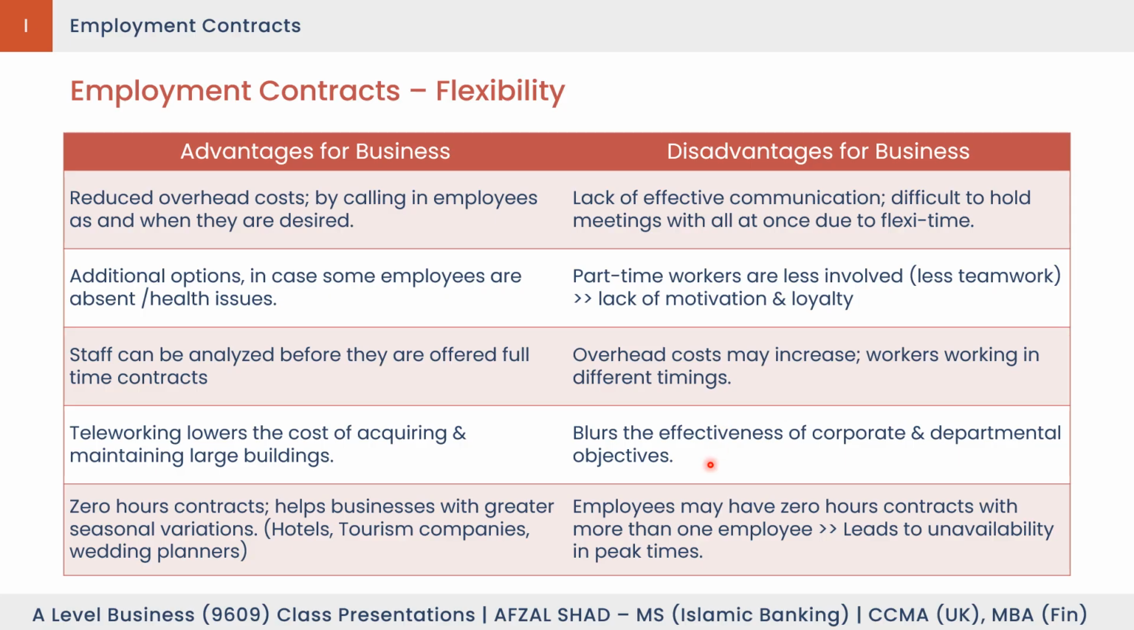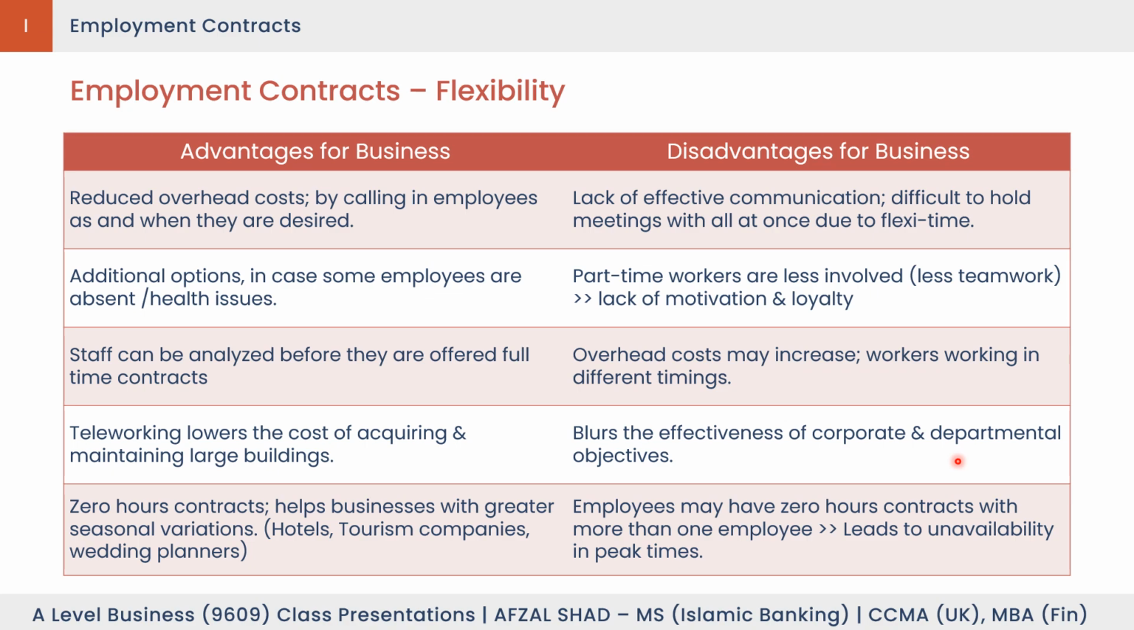Blurs the effectiveness of corporate and departmental objectives. So this is an important point. Listen carefully. Blurs the effectiveness of corporate and departmental objectives. What do you mean by that? That corporate objective, that is the business objective, and departmental objective, department-wise objective, is no more effective. Department objectives are effective when the people are working full-time in certain departments, so that they can affiliate themselves with the departments, they develop a loyalty with those departments.